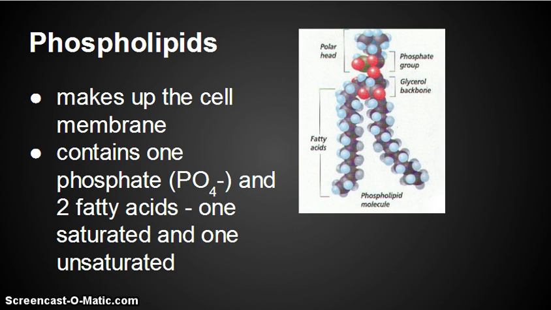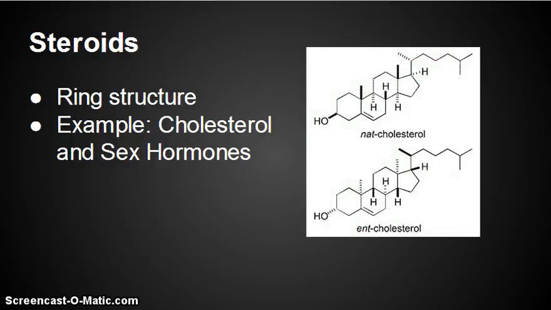They contain one phosphate head, so this polar head and phosphate group you see, and then they contain two fatty acids, and one is saturated and one is unsaturated. This is the simple structure of a phospholipid. Then we have steroids. Steroids are fairly simple. They have a ring-like structure. And we have two examples, a cholesterol and a sex hormone.